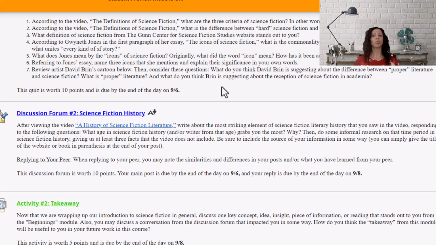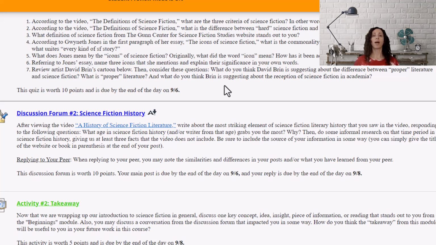Be sure to include the source of your information in some way. You can simply give the title of the website or book in parentheses at the end of your post. When replying to your peer, you may note the similarities and differences in your posts and/or what you have learned from your peer. This discussion forum is worth 10 points. Your main post is due by the end of the day on September 6th, and your reply is due by the end of the day on September 8th.